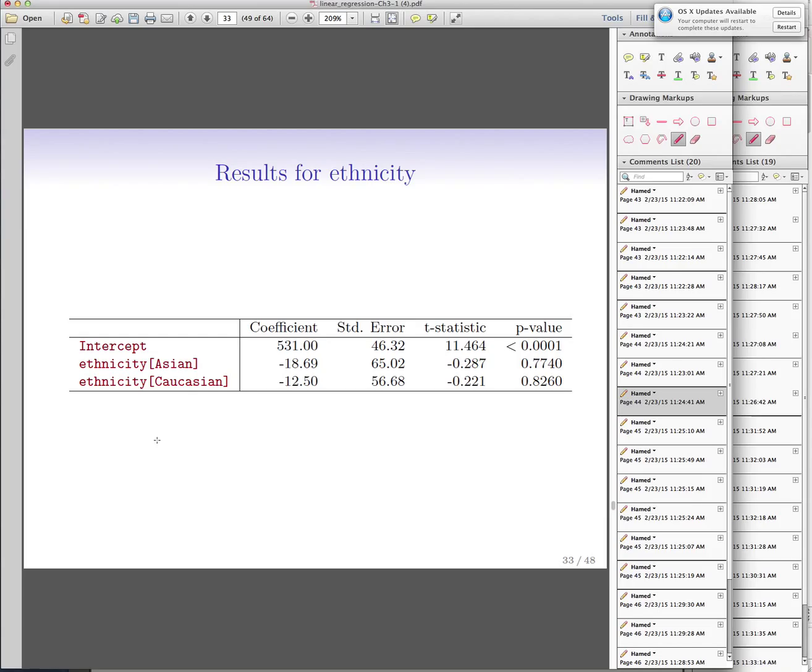So here are the results of our regression line for the same case. We see the ethnicity category for Asians at negative $18.69, and ethnicity for Caucasians at negative $12.50. Again, look at these values. They're not significant at all. But let's assume they were significant. If they were, we would say in comparison to African Americans, Asians tend to have $18.69 less balance on average. And for Caucasians, in comparison to African Americans, we would expect that they carry $12.50 less balance.